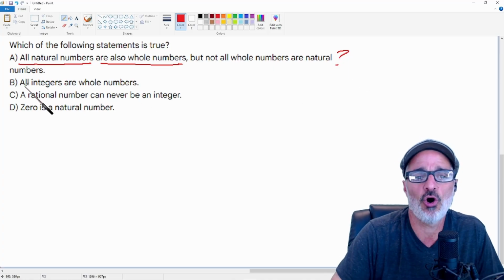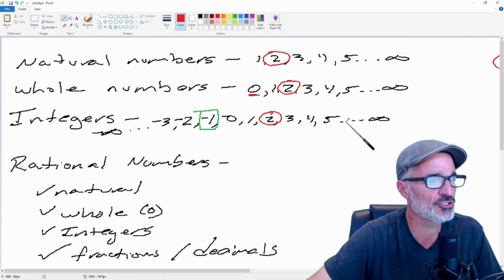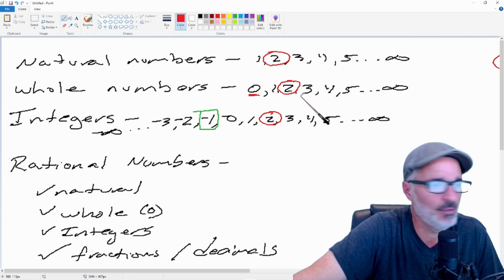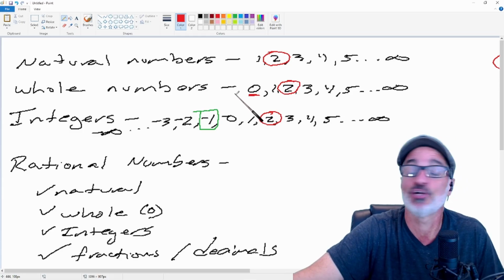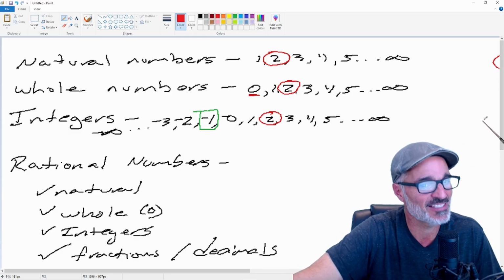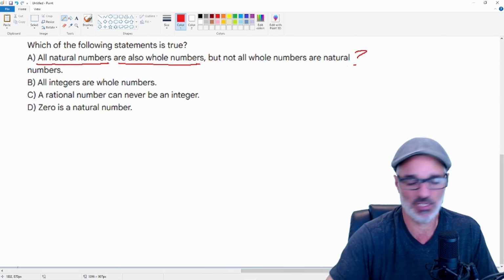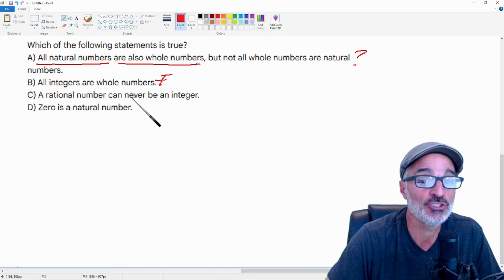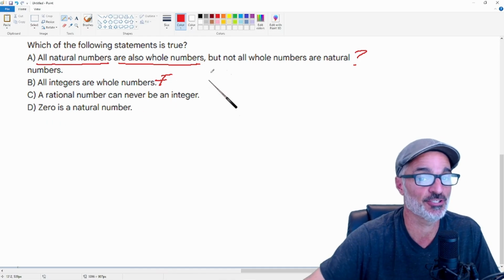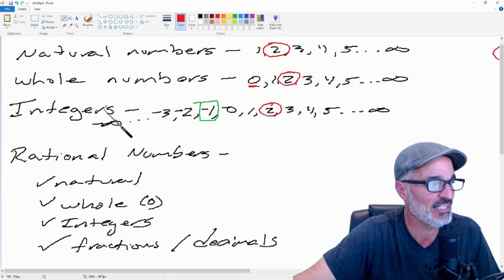Okay, it says all integers are whole numbers. All integers are whole numbers. No, because integers include negative numbers, and negative numbers are not in the whole numbers group. So that's false. All right, so let's go to the next one. So we know this is false for a fact. A rational number can never be an integer. Ooh. A rational number can never be an integer.